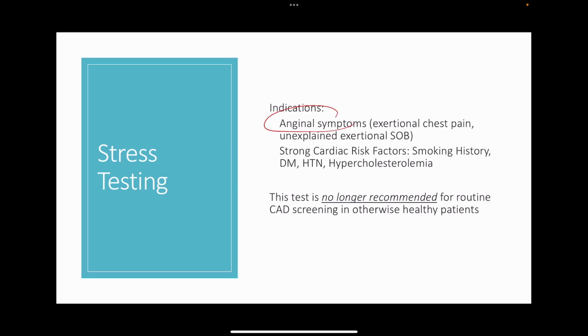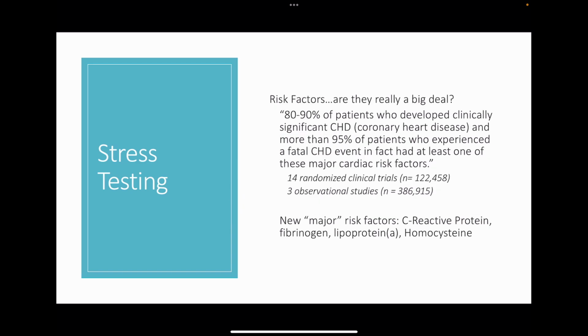Indications: anginal symptoms, chest pain, exertional shortness of breath. Strong cardiac risk factors, so smoking, diabetes, hypertension, hypercholesterolemia. This is no longer a routine screening. This used to be a lot of routine screening. Now it's more like if you're coming in and you're having risk factors and chest pain, yes, we'll do it. But if you don't have any risk factors, you're not having any chest pain, there really is no reason to do stress tests on relatively healthy people.